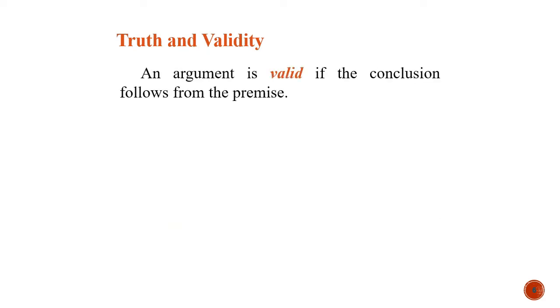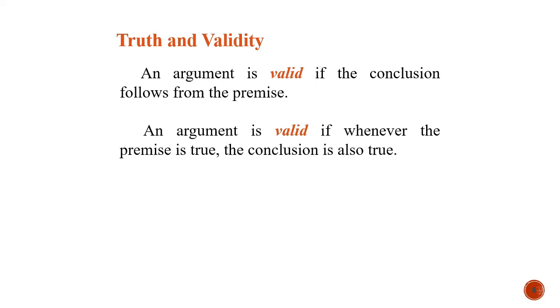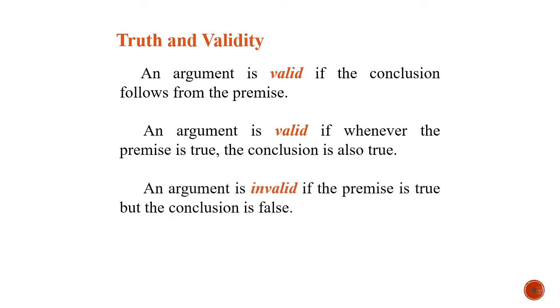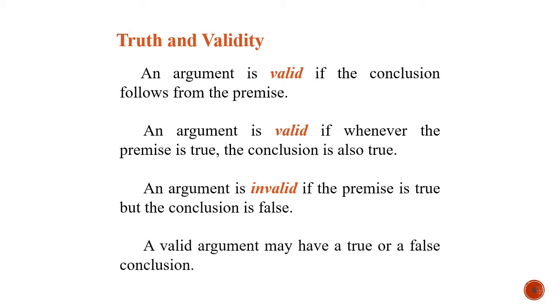Now let's talk about truth and validity. An argument is valid if the conclusion follows from the premise. An argument is also valid if whenever the premise is true, the conclusion is also true. An argument is invalid if the premise is true but the conclusion is false. A valid argument may have a true or a false conclusion.